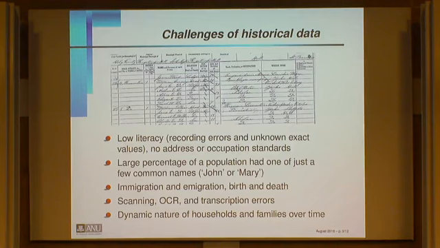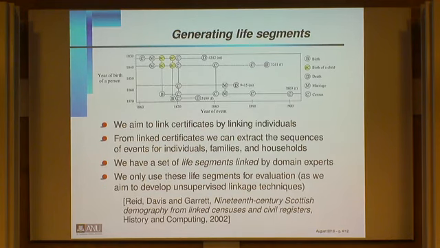We have to deal with people dying somewhere else, people being born in another area of Scotland. And then we have the technical issues of scanning and optical character recognition errors. And the last one is of course the dynamic nature of households and families and how they change over time. So all these things make linking historical data more challenging than just maybe linking a contemporary data set, which is recorded at a single point in time. In Scotland, they also all have the same last name, right?